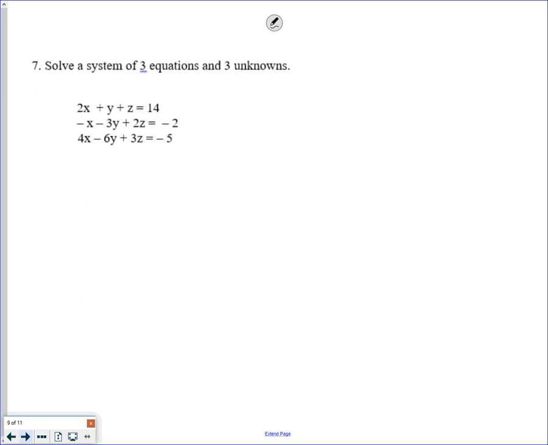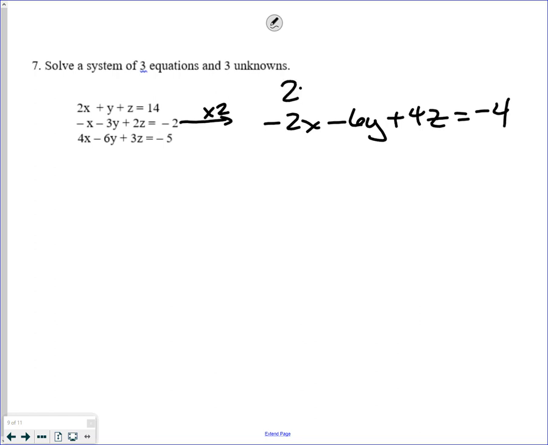3 equations, 3 unknowns, what we just learned here just recently in the class. Now, I need to be able to eliminate one of the letters. It does not matter which letter you decide to eliminate. I decided to go ahead and eliminate x. So I'm going to multiply this one by 2. Negative 2x, negative 6y, positive 4z equals negative 4. I'm going to leave the top equation alone.